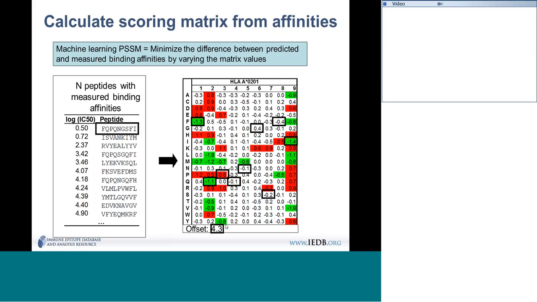So machine learning for a positional scanning scoring matrix like this just means, okay, if I have a bunch of, preferably a very long list of peptides with measured affinities, take a matrix like this and change these values in each position until I have a good approximation of the measured values when I sum up the matrix values.